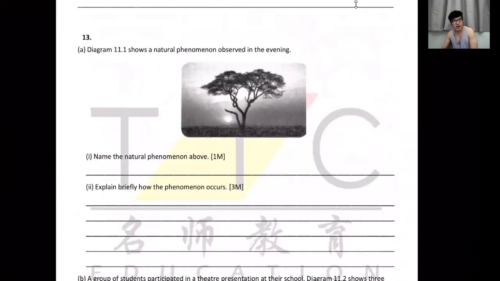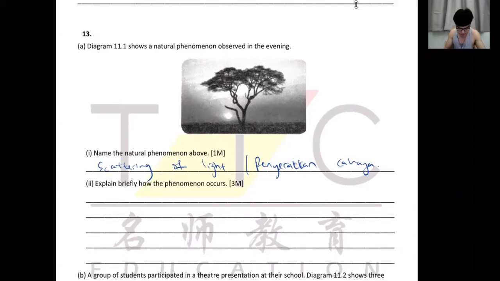All right, so diagram 11.1 shows the natural phenomenon observed in the evening. So you see red sky here. So this is scattering. So name the natural phenomena. This is the scattering of light. Okay, penyerakan cahaya. Scattering, light running everywhere. So explain briefly how this phenomena occurs. You can say 3 marks here.